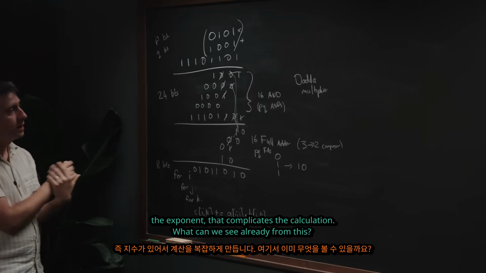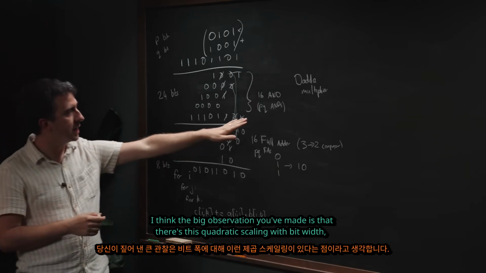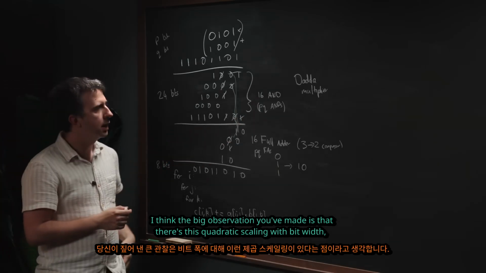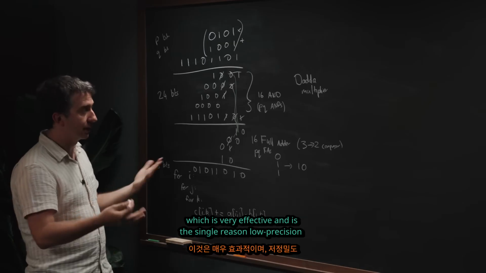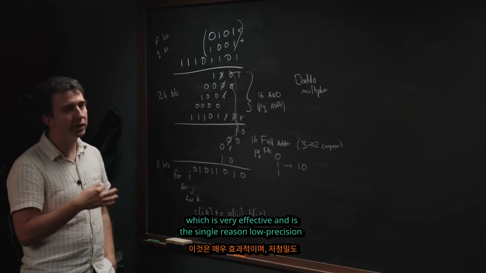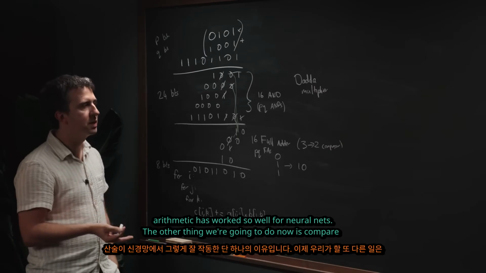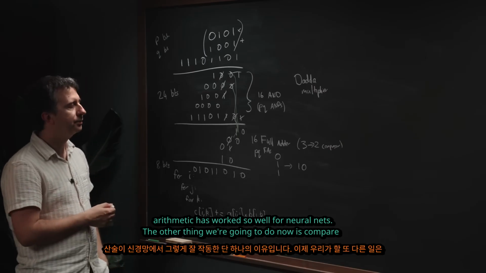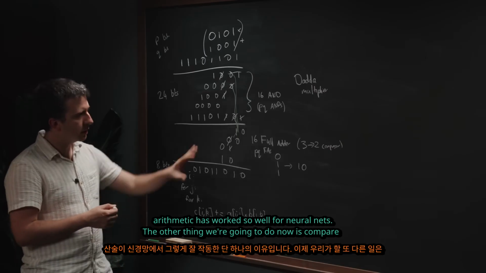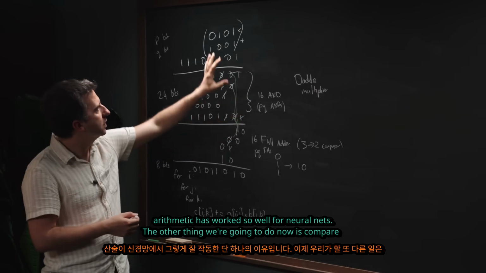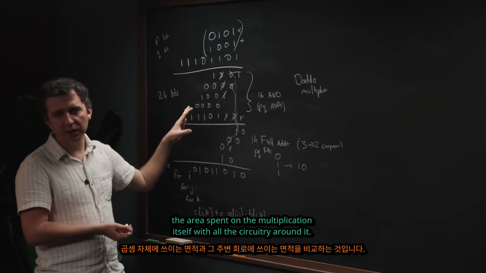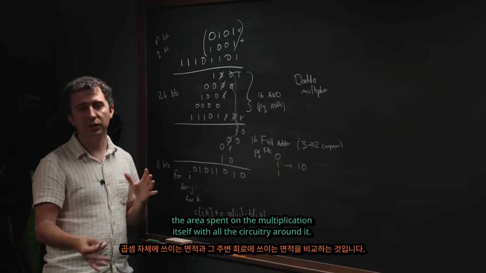So what can we see already from this? I think the big observation you've made is that there's this quadratic scaling with bit width, which is very effective and is the single reason why low precision arithmetic has worked so well for neural nets. But the other thing we're going to do now is compare the area spent on the multiplication itself with all of the circuitry around it.